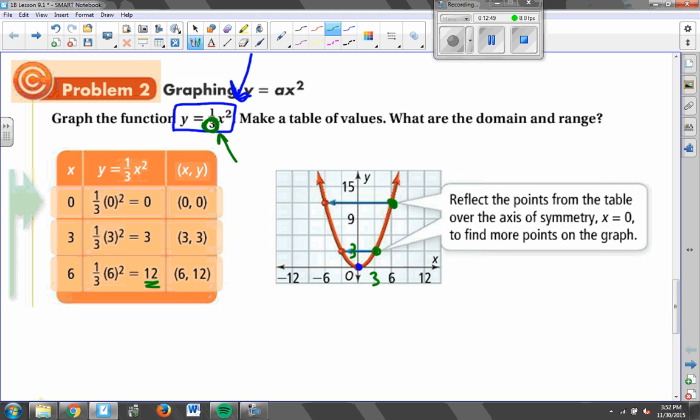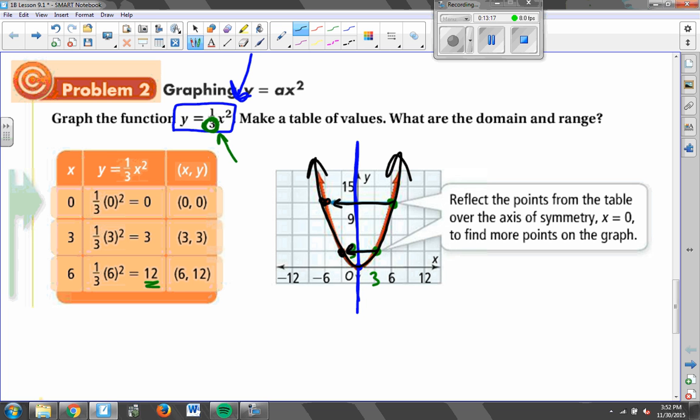And then this is where our reflection comes in very handy. Because we know the vertex is here, which means my line of symmetry is right there. So all I'm going to do to find some other points on this graph and see what happens on the other side is just reflect. Straight across, new point right there. Straight across, new point right there. I connect them like a U, and I'm done.